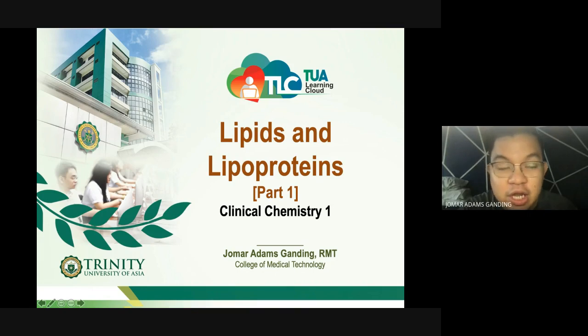So for this morning, our discussion will be about lipids and lipoproteins. This discussion is divided into three. The first part is more on an introduction on the different lipids and lipoproteins. In the second part, I will be discussing the different minor lipoproteins. And the third part will be about the different laboratory tests needed in the determination and in the measurement of your lipoprotein.